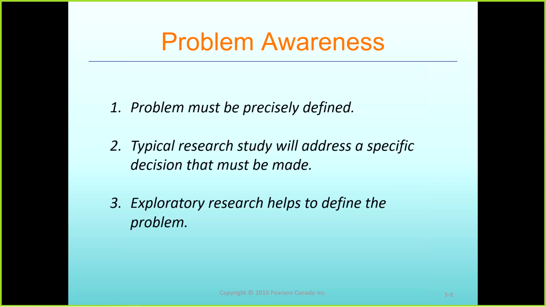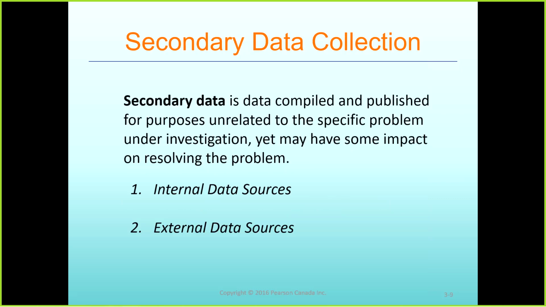So problem awareness, right? Problem must be precisely refined or defined. Typical research study will address a specific decision that must be made. And we start looking at the exploratory research here, right? So exploratory research, certainly we're looking at secondary data, right? This is data that exists already, right? Secondary data is data compiled and published for purposes unrelated to the actual specific problem under investigation. In other words, it already exists.